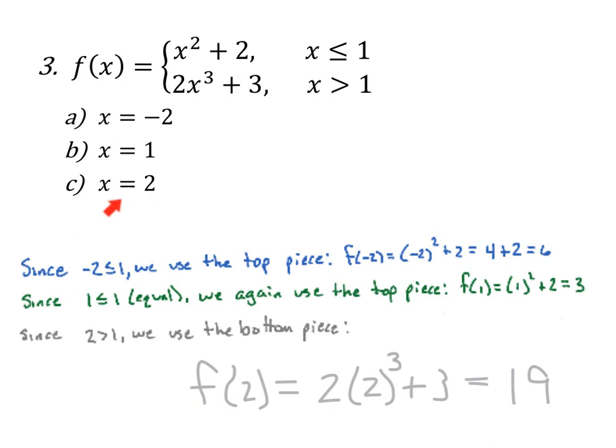And for an x value of 2, 2 is greater than 1, so I'll use this bottom piece. So f of 2 will be 2 times 2 cubed plus 3. 2 cubed is 8. 8 times 2 is 16, plus 3 gives us 19. Evaluating a piecewise defined function.